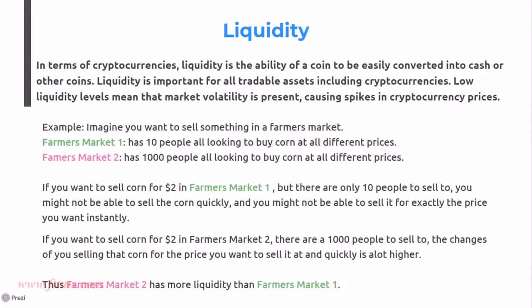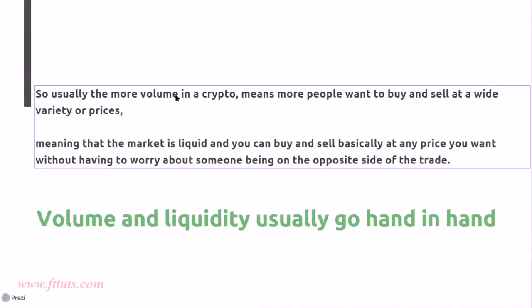That's why it goes hand in hand with volume. You need to have good liquidity in order to have a good trade vehicle. And in order to have good liquidity, you need market participation, which is represented by volume. Okay, so usually the more volume in a crypto means more people want to buy and sell at a wide variety of prices, meaning that the market is liquid and you can buy and sell basically at any price you want without having to worry about someone being on the opposite side of the trade.